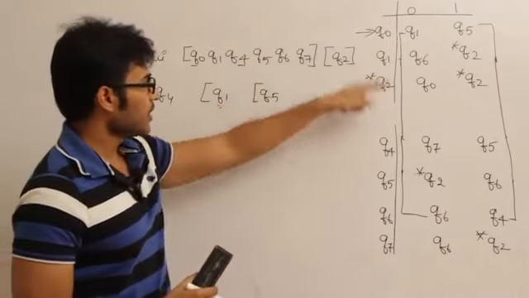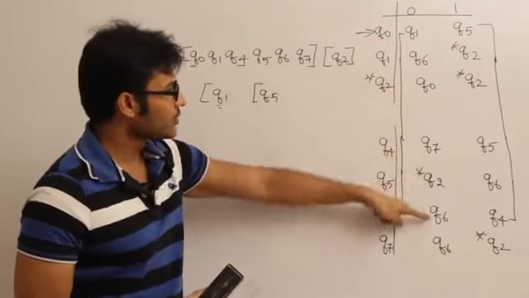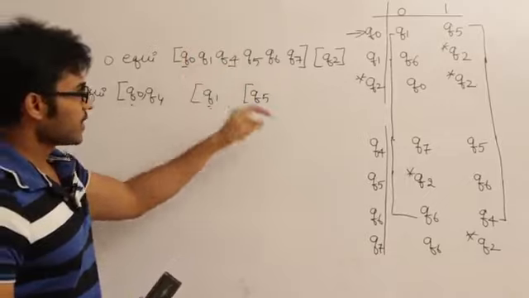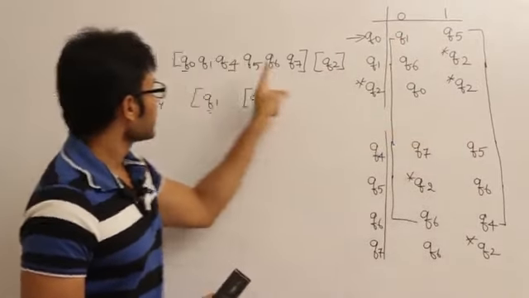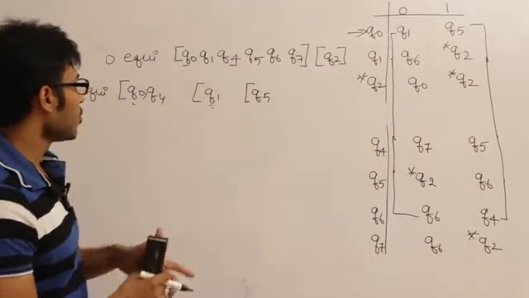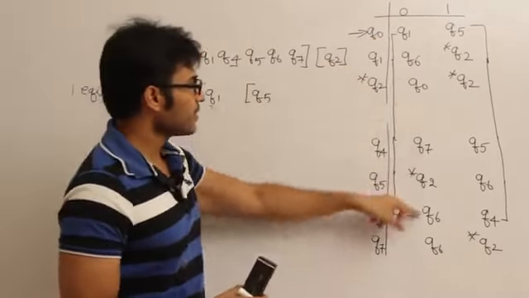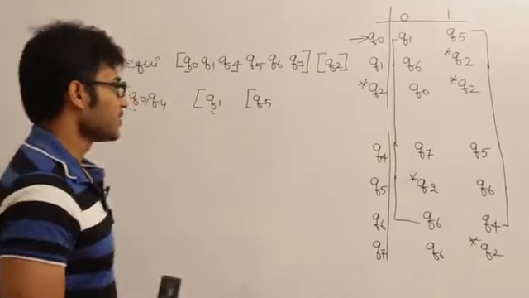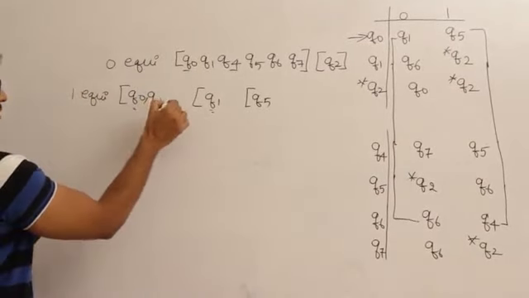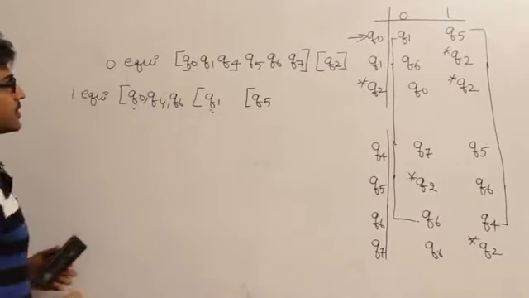Okay. Q0 and Q6, they are going to Q1 and Q6. Yes, Q1 and Q6 are in the same group. And Q4 and Q5, yes, Q4 and Q5 are the same group. Don't look at this group, look at this one only, right? So since they are in the same group, they are equivalent. So Q0 and Q6 are equivalent. Therefore I am going to write it in this one.